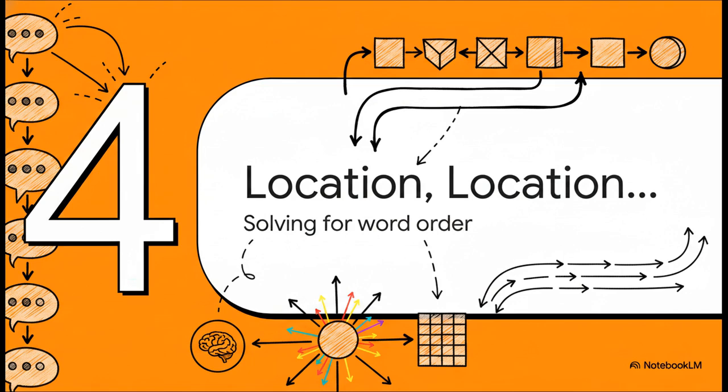Okay, we've given our words meaning, which is incredible. But now we have a whole new problem. You see, a sentence isn't just a bag of words. The order matters a lot. So how do we teach the AI about sequence and structure?